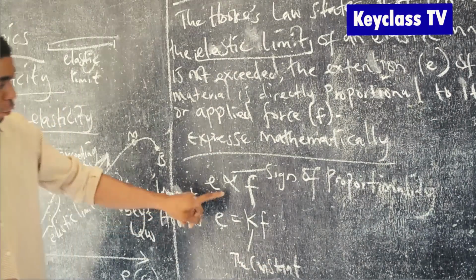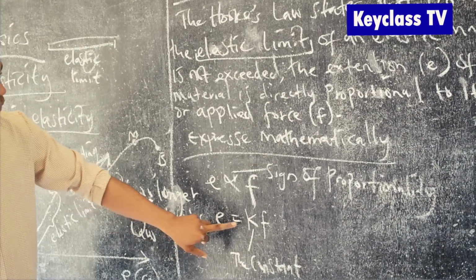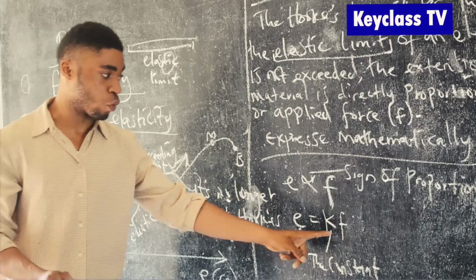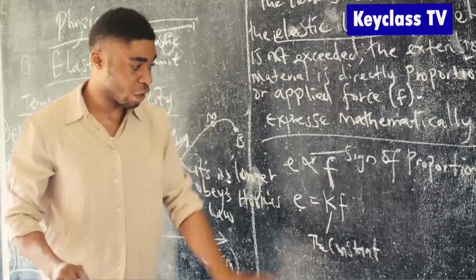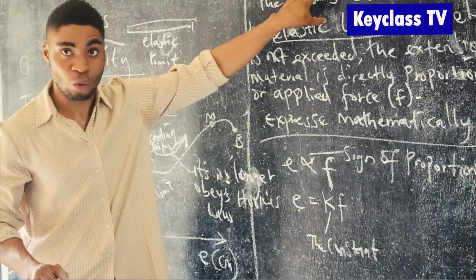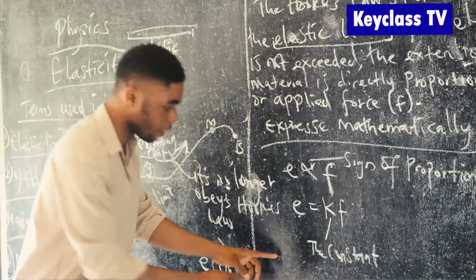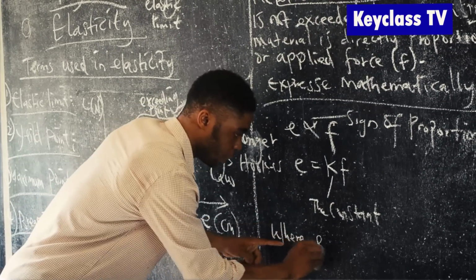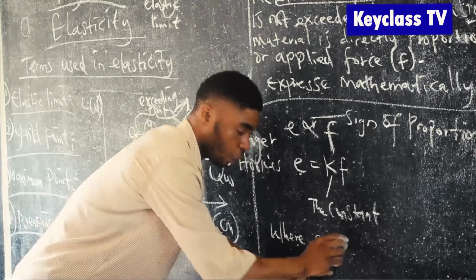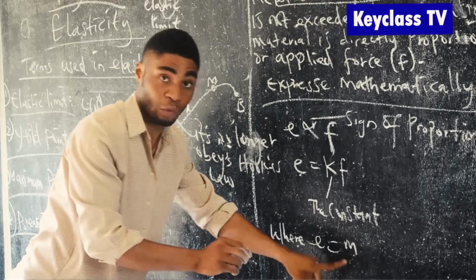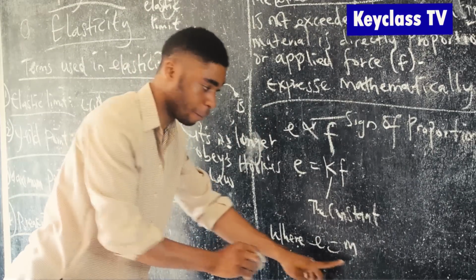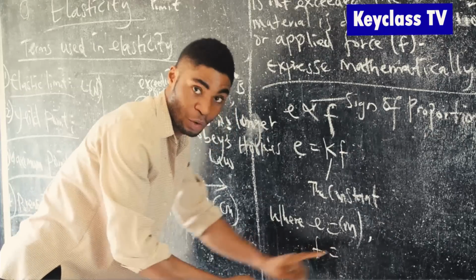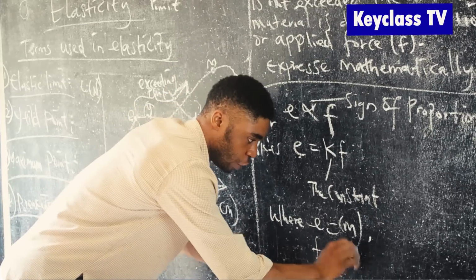Now when you remove this sign of proportionality, we have the equality sign coming. And this sign of proportionality changes to K, which we know as the constant in Hooke's law. So we say that E is measured in meter, the SI unit is meter, and F is the SI unit of force, here F is in Newton.